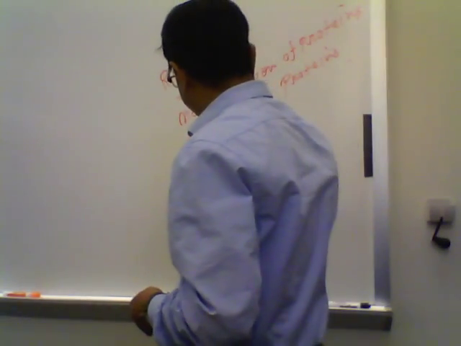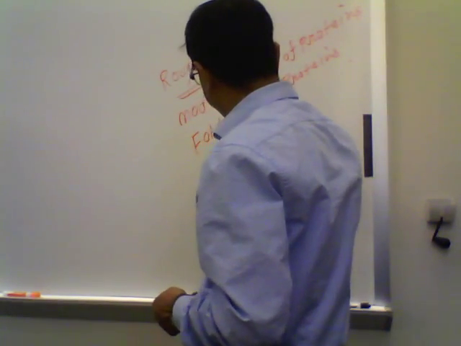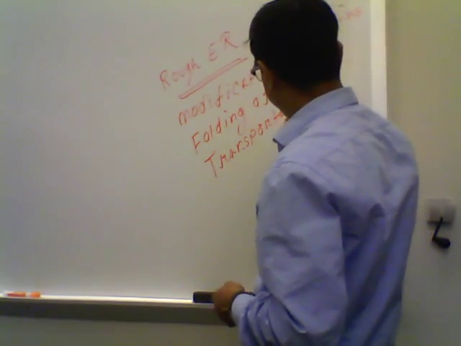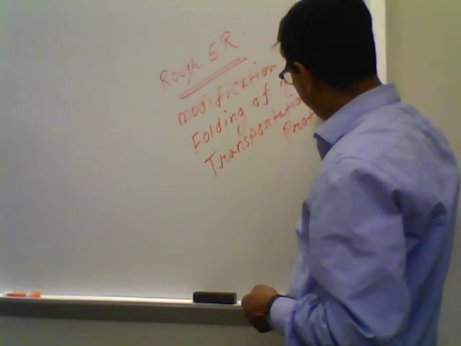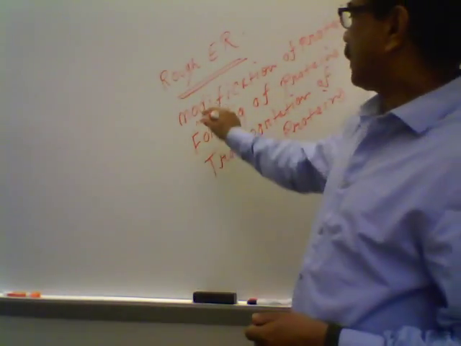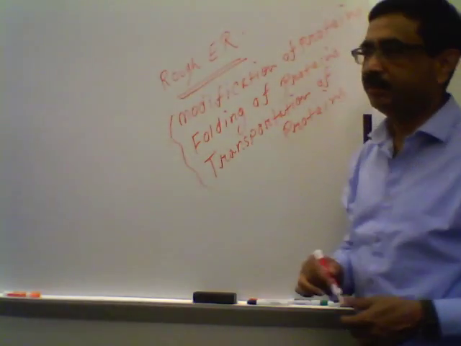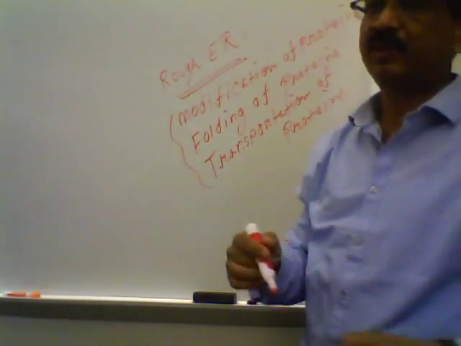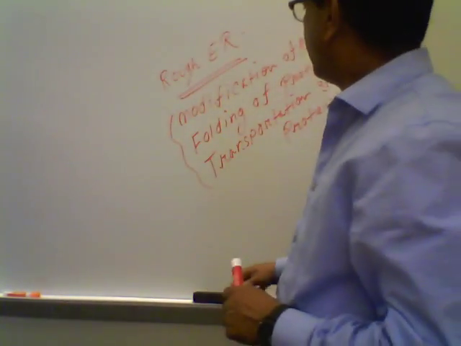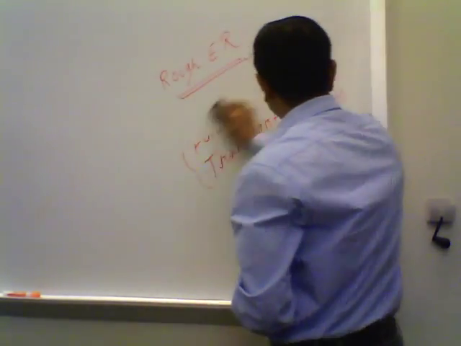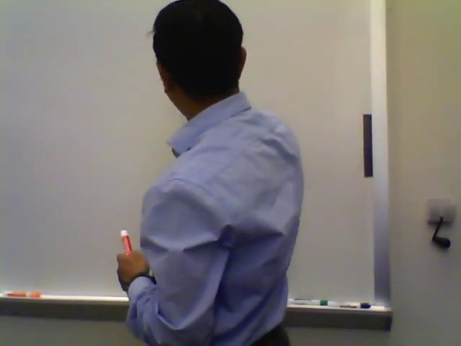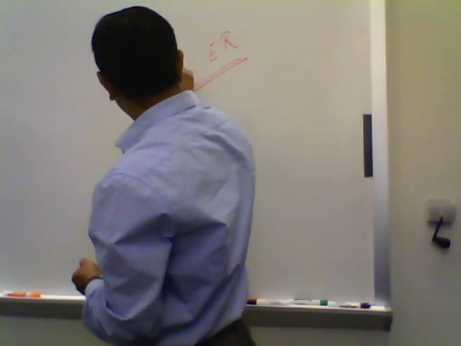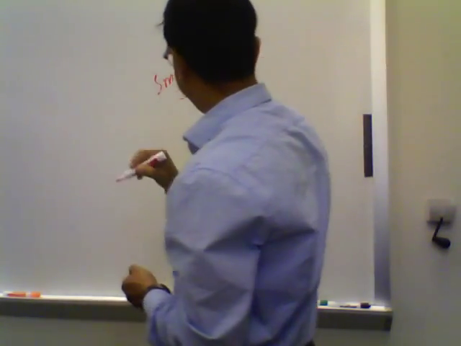Then transportation of protein. So it deals with protein. Those are three important functions of rough ER. It modifies, folds, and transports proteins. Okay. Then smooth ER performs other important functions. Some other important functions are performed by smooth ER.